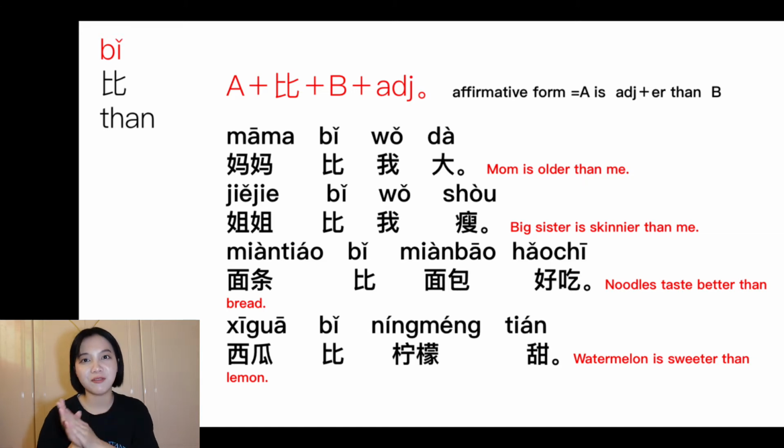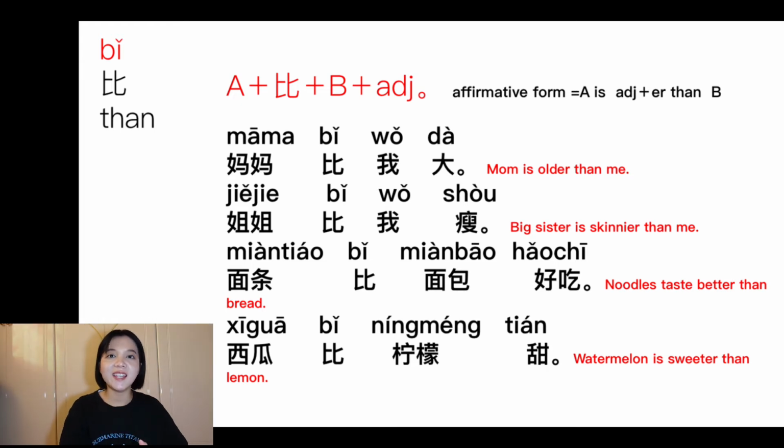First, affirmative form, 肯定形式. We will make sentences using this form. A, then add the character 比, then put subject B, then add the adjective. For example, Mom is older than me. Older in Chinese, we can use 老 or 大. Here, I'm using 大 because 老 prefers to describe really old people. So I can say 妈妈比我大, mom is older than me.